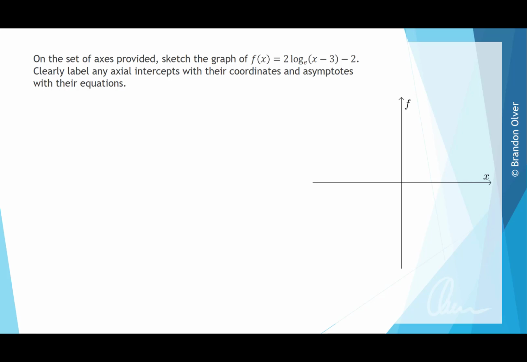To start this question, we're going to consider the transformations that would have occurred to y equals log e of x to produce f of x. So the first thing that would have happened would be a dilation by a factor of 2 from the x-axis, and that's because of the 2 multiplying the log e function.